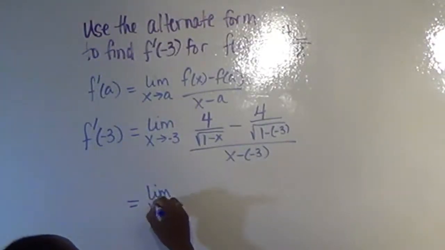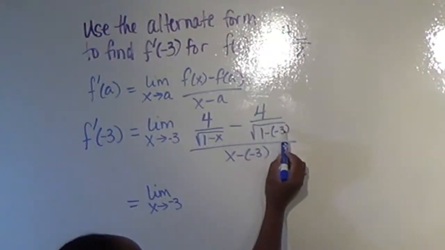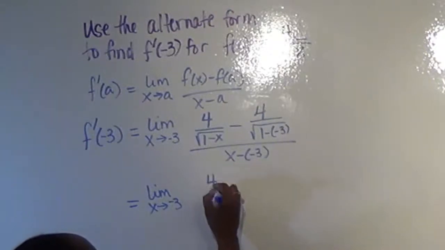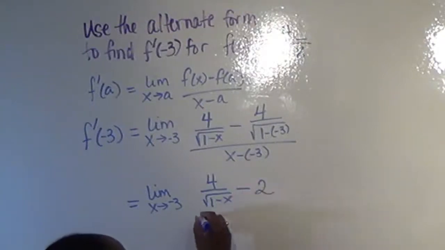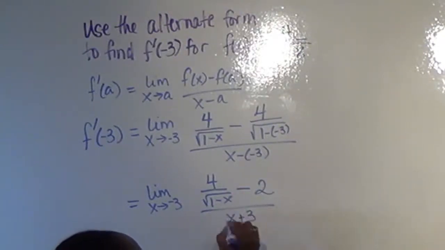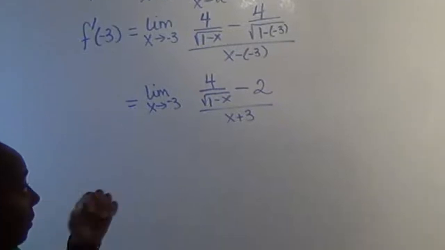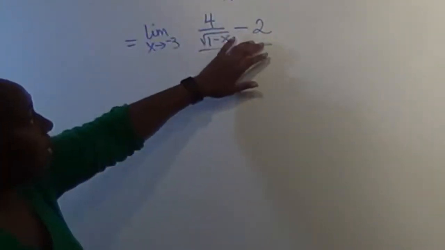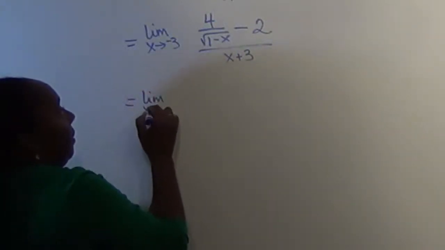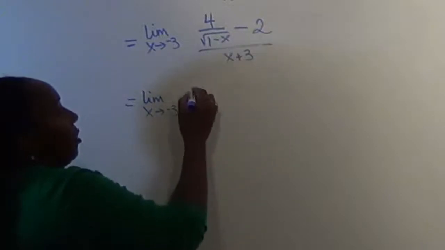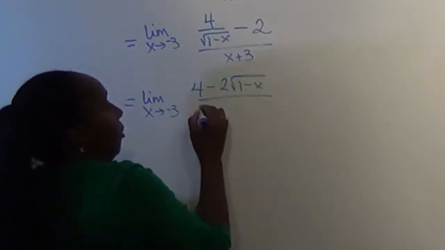So the limit as x goes to negative 3, we can see here, if we look, we'll get 1 plus 3, which is 4, square root of that is 2. So we're looking at 4 over the square root of 1 minus x, minus 2, all over x plus 3. Okay? So now it's a matter of simplifying. Well, here we can see we've got a fraction and a number, so we're probably going to want to get rid of that fraction. So we'll get a common denominator and invert and multiply.